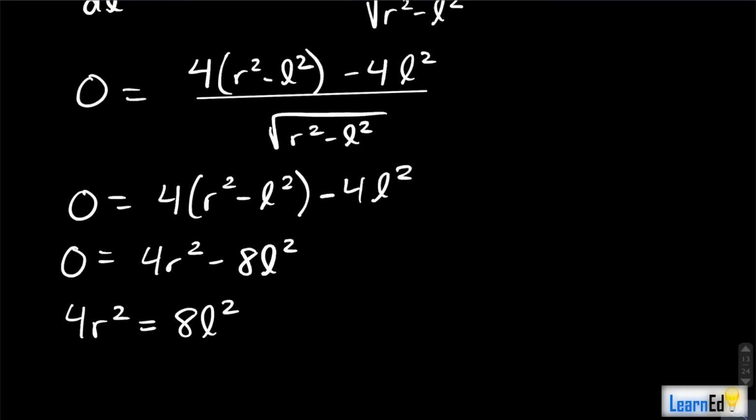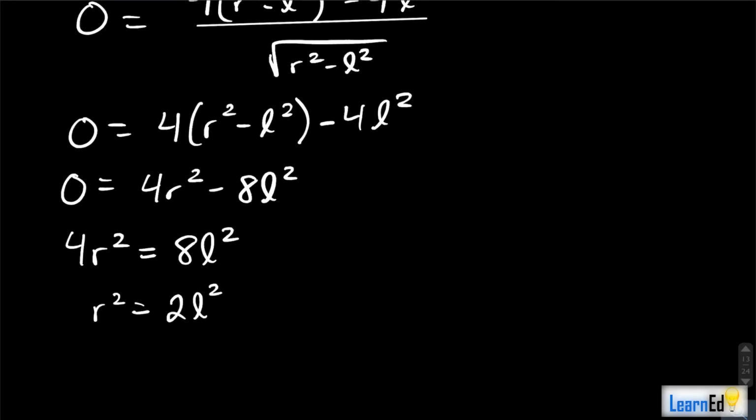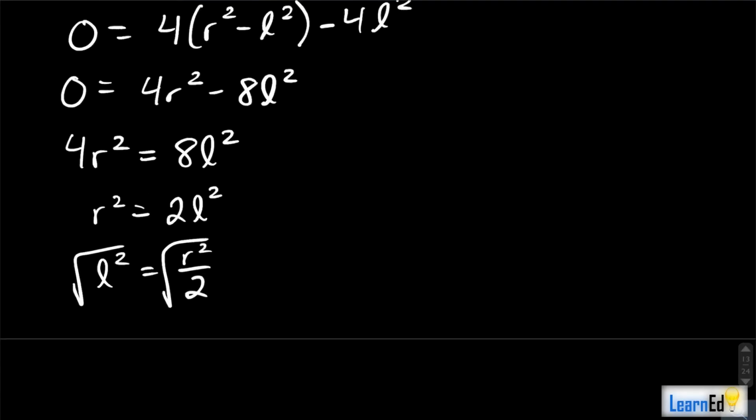And then we would just divide by 4 on each side, get r squared equals 2l squared, and square root on both sides. No, we're not going to do that. We're going to divide by 2 on both sides because we're solving for L, not R. So we get that L squared equals R squared over 2. And then we take a square root of both sides. And we get that L equals plus or minus the square root of R squared over 2.